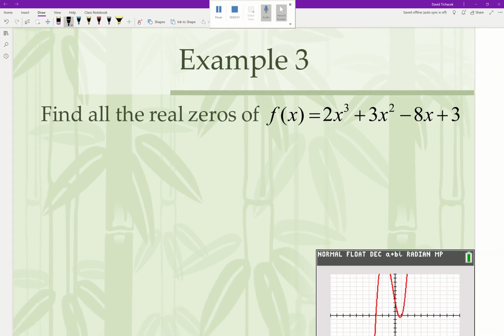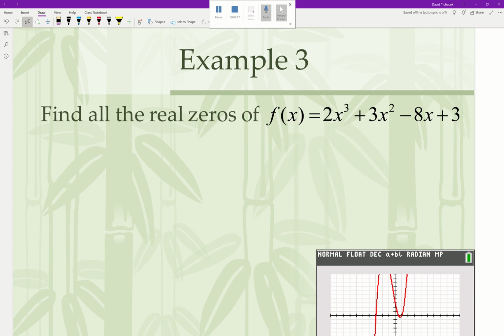And now I'd like to put this all together by doing an example where we are finding all of the real zeros of this polynomial f of x right here. I do have it graphed for us to be able to check our answer later on, but I want to demonstrate the process of how we would find all of these real zeros.